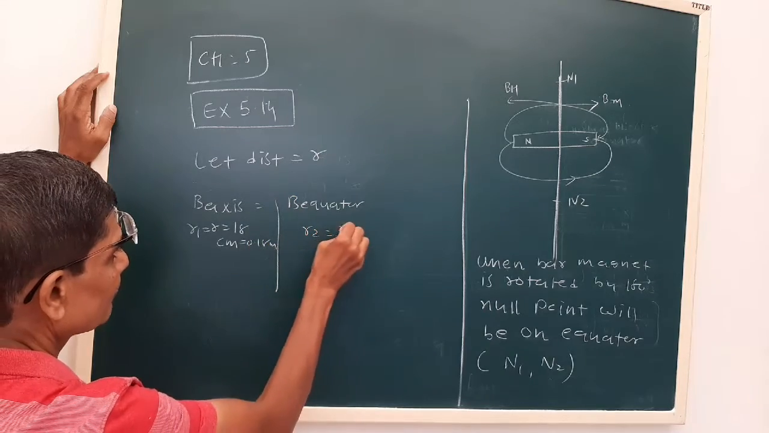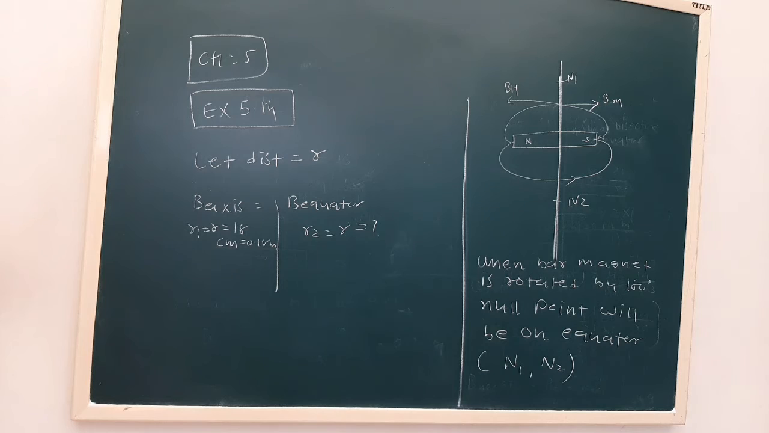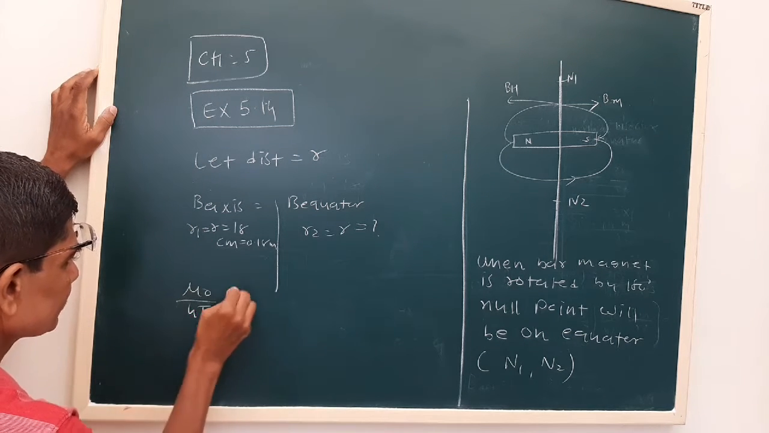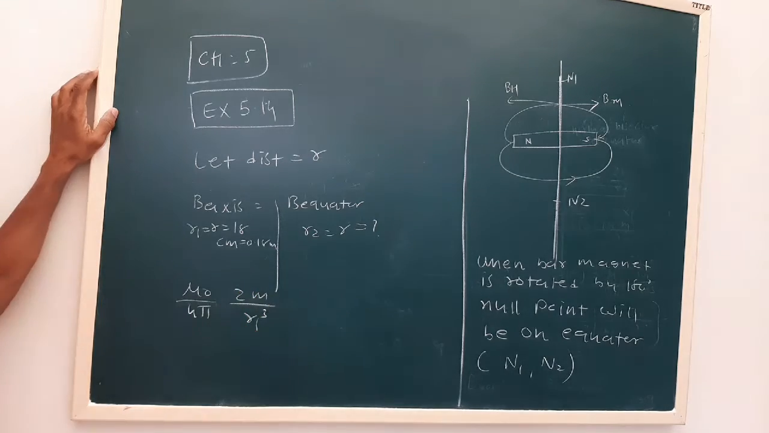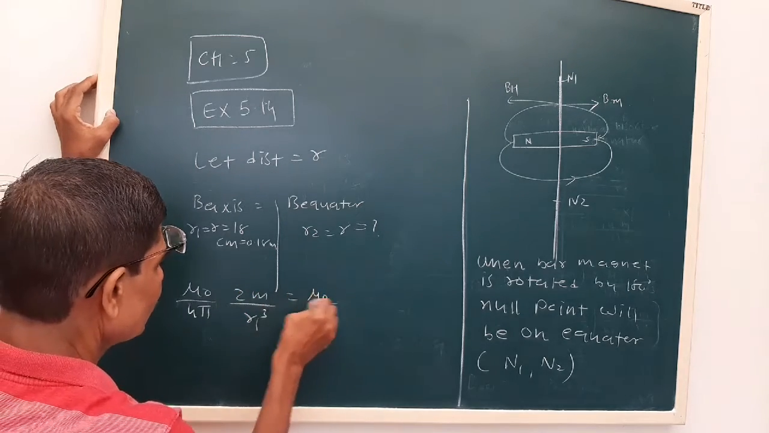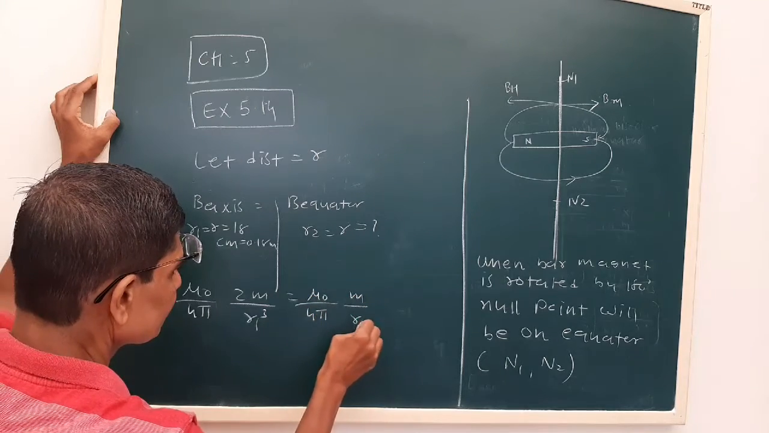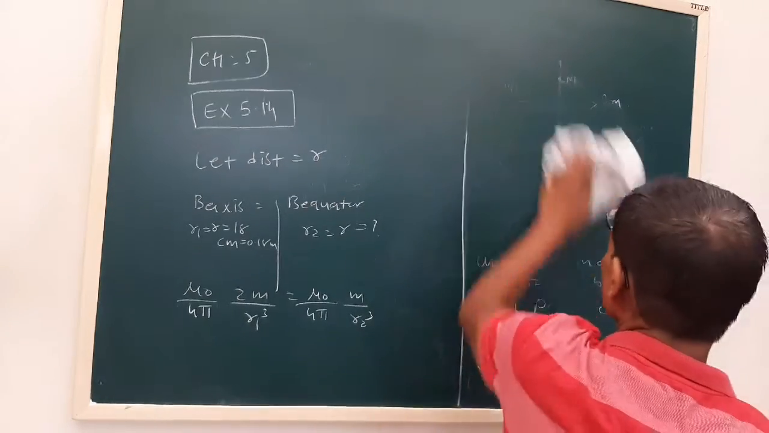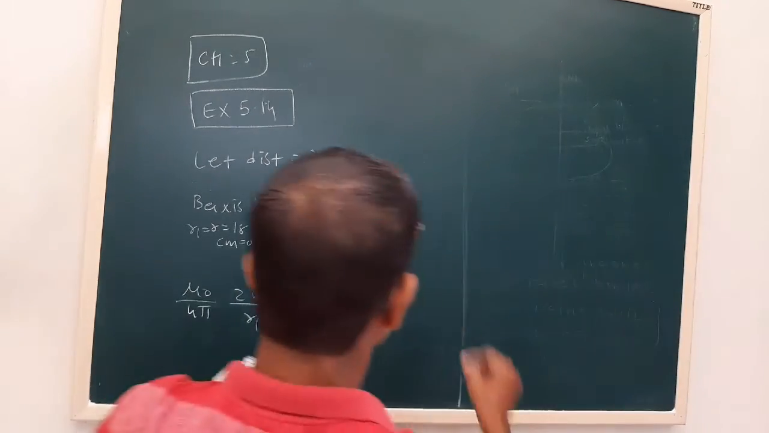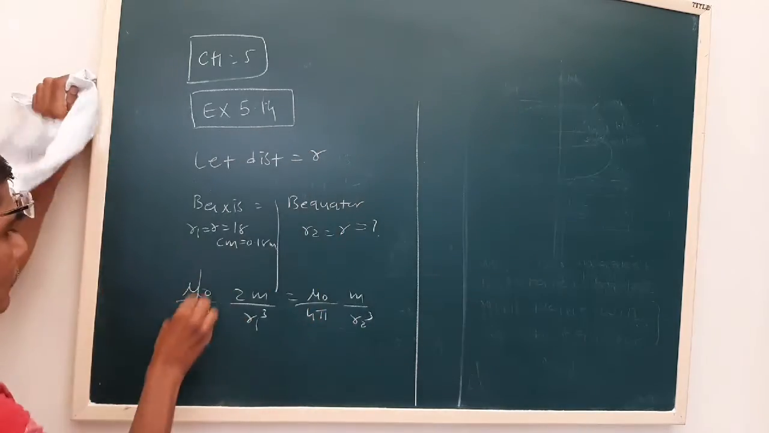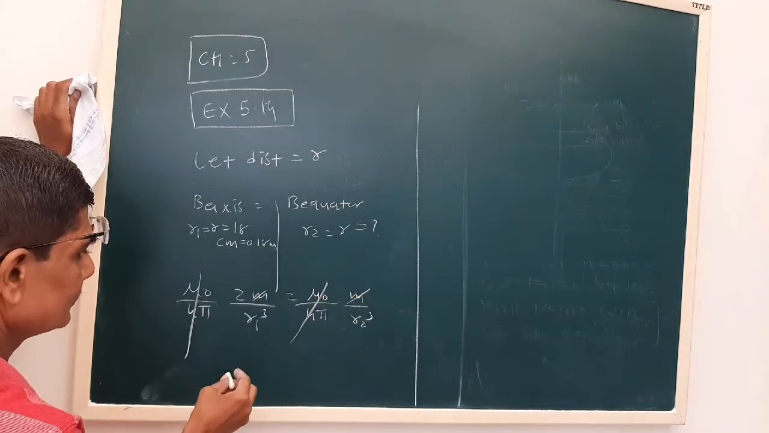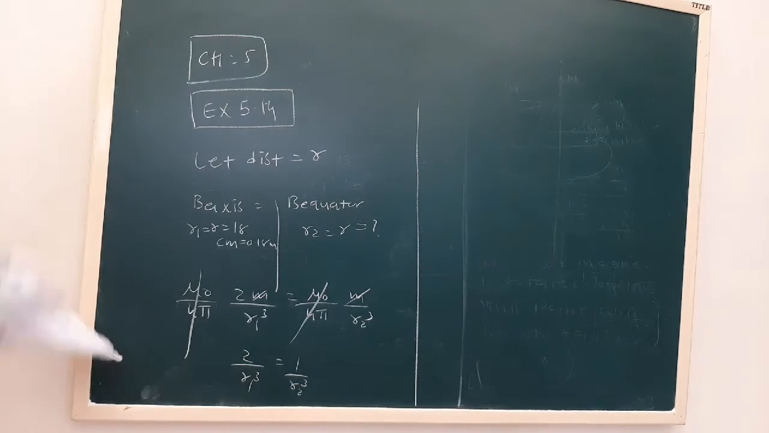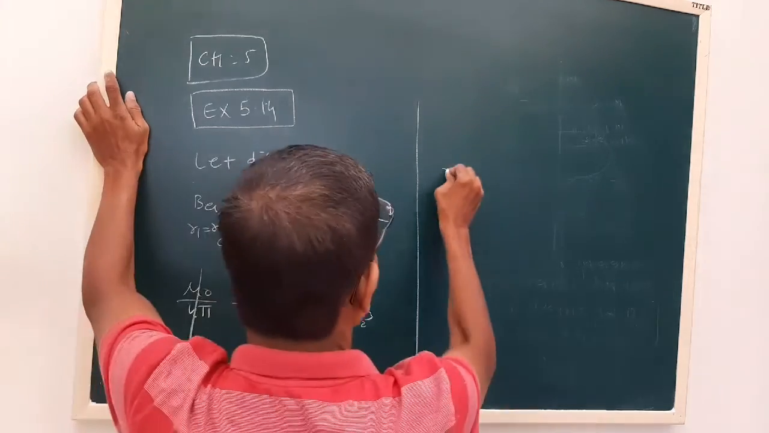and R2 we have to find out. Now see, the axis formula, R1 cube, the equator is mu0 upon 4 pi, R2 cube. Now we try to simplify. See, mu0 upon 4 pi is cancelled, m is cancelled, 2 upon R1 cube. So, 2R cube.